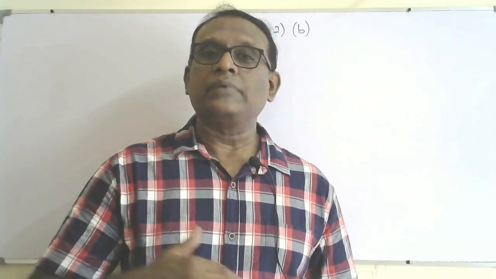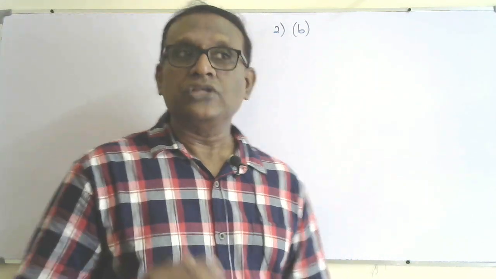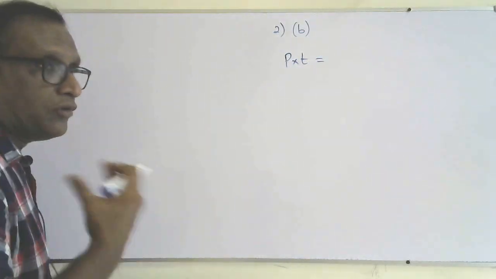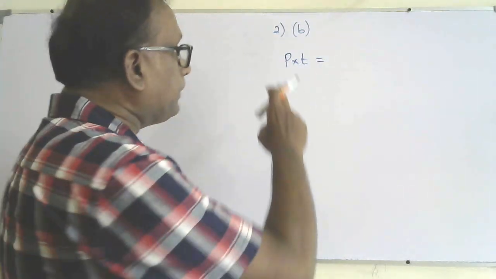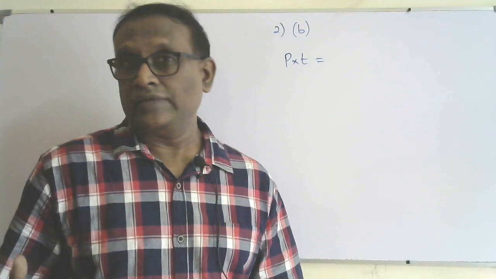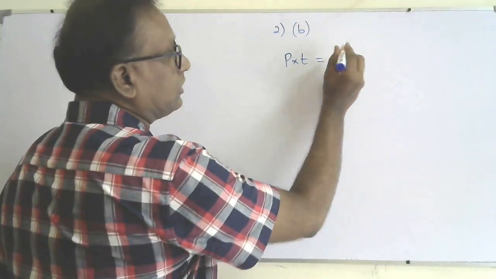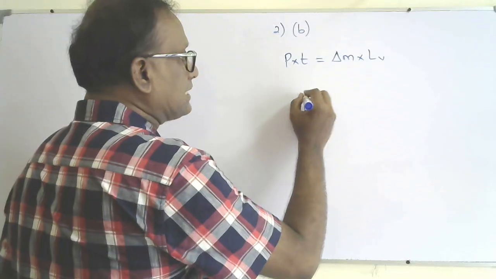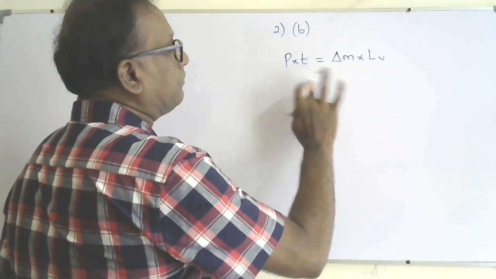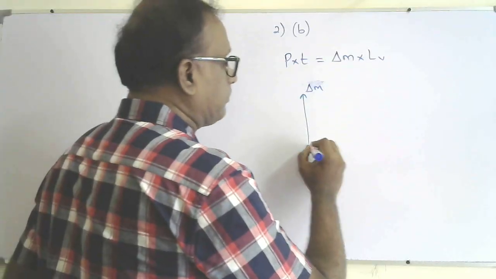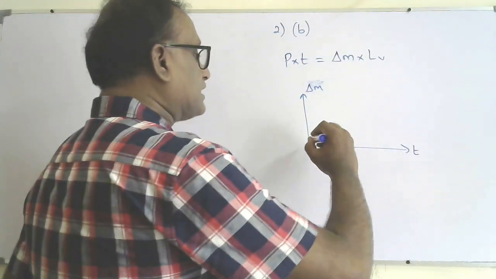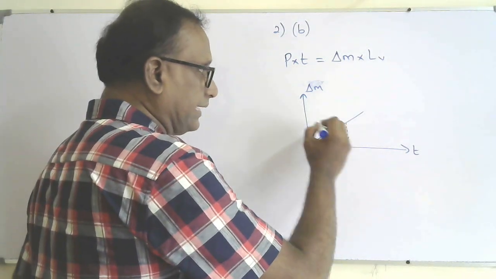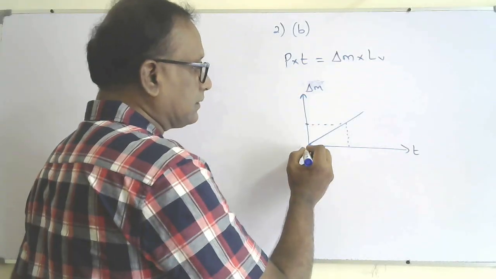That means you are supplying heat from the heater, and the heat you supply is power into time. When you are calculating it, you say that all the power is transferred to the water. We assume like that, is it? So P into T is equal to delta M, the mass vaporized, into L_V, and we plot a graph of delta M against T. So you will get a graph something like this, a straight line through the origin, right? So at a particular time, the mass vaporized is this much.